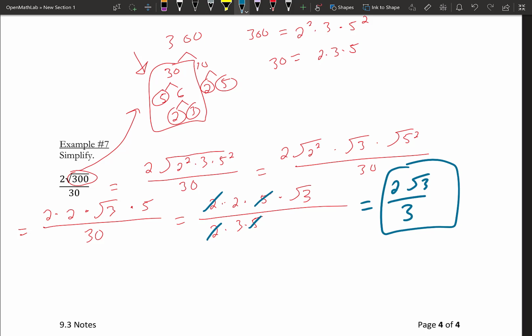And notice each of my simplified expressions meet those 3 conditions that we talked about.